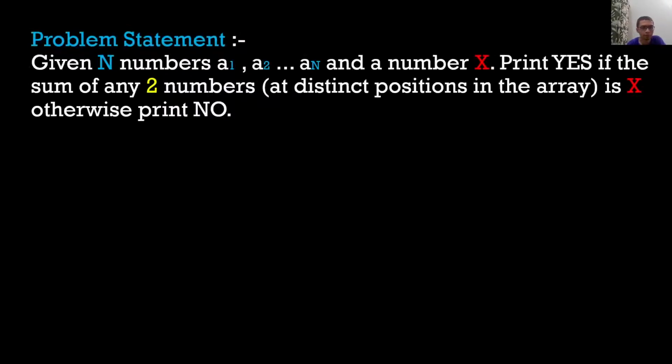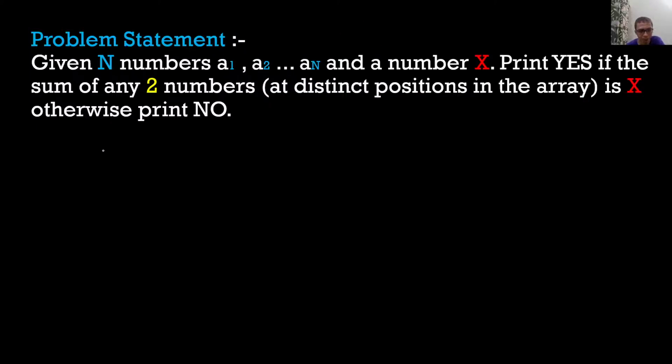So now let's move on to the next problem. The problem statement says that given n numbers a1, a2 and so on till an and a number x, print yes if the sum of any two numbers at distinct positions in this array is x, otherwise print no, right? So it basically means that we have some numbers in this array. We have to choose two numbers at distinct positions in this array such that the sum of these two numbers is x, right?